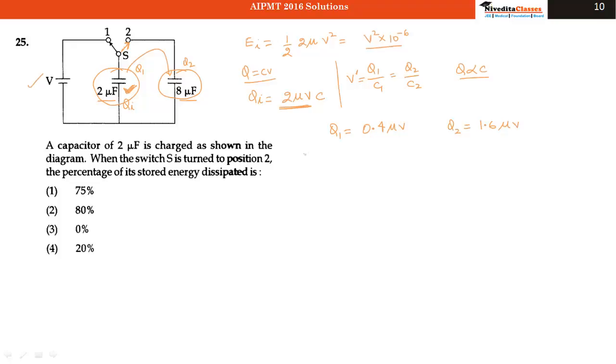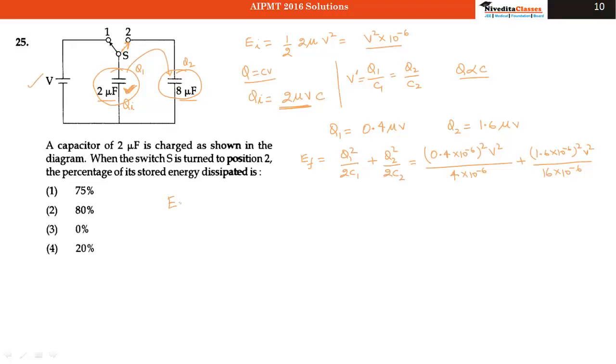Okay. So if I talk about the final energy, it will be equal to Q1 square divided by 2C1 plus Q2 square divided by 2C2, and putting in the values we will have 0.4 into 10 raised to power minus 6 square V square divided by 2 into 2, that is 4 into 10 raised to power minus 6, plus 1.6 into 10 raised to power minus 6 square V square divided by 8 into 2, that is 16 into 10 raised to power minus 6.